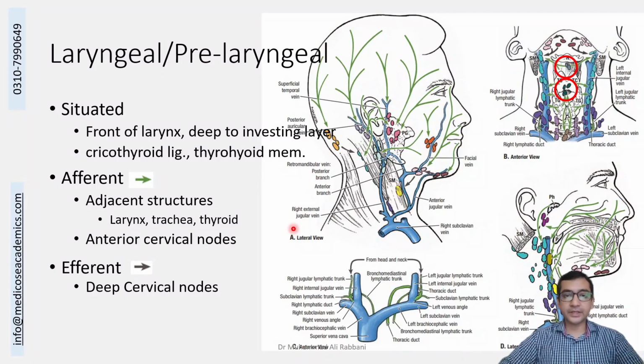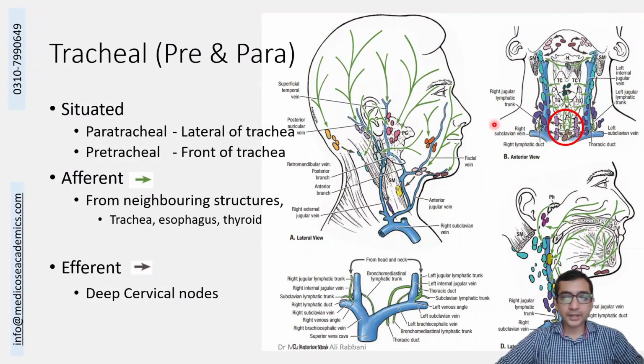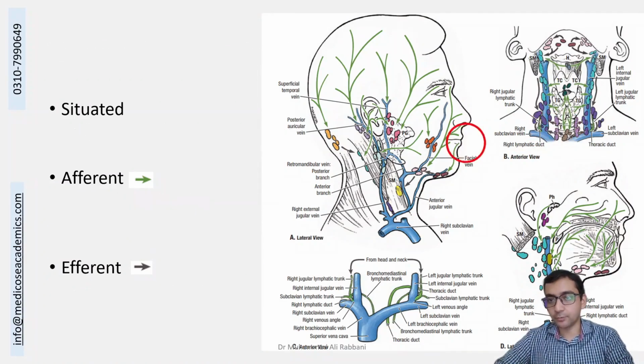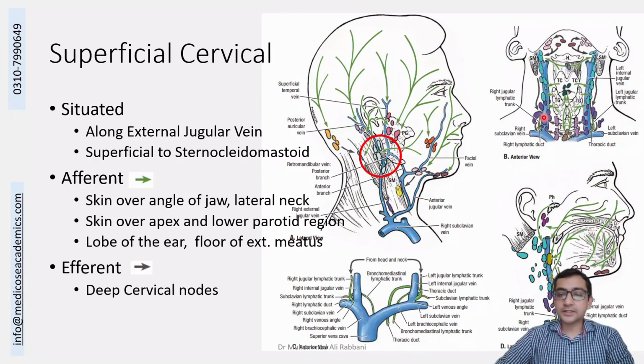And prelaryngeal nodes are in front of the larynx, deep to the investing layer, and deep to the suprahyoid and infrahyoid muscles that cover them. They drain the structures indicated by the name, that is the larynx, and the trachea near to it, and they go to the deep cervical nodes. And then we are left with tracheal nodes. The nodes that are anterior to the trachea will be pretracheal. The nodes that are lateral to it will be paratracheal, and they drain structures from the trachea itself and the neighboring structures, and they drain into the deep group of cervical nodes. This is the whole area.